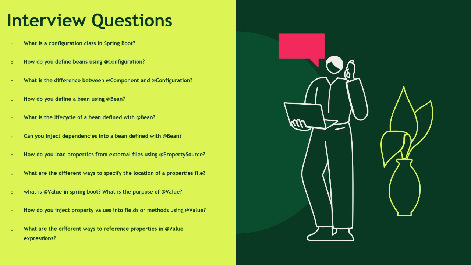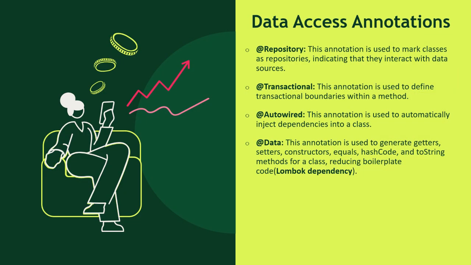What are the different ways to reference properties in @values? How do you write that? There are different ways of defining it, and we can use them when you're dealing with the data access layer. There are different annotations. As I mentioned sometime back, there is @Component, the top-level annotation, and then we have a child annotation which inherits from @Component.